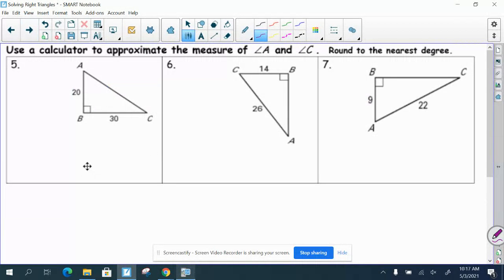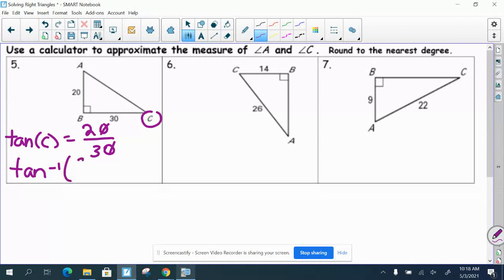Here it says to use a calculator to approximate the measure of A and C. First we're going to need to set up a trig ratio based on which side lengths we know. Let's take a look at angle C here. We know the opposite side and the adjacent side. If we don't know the hypotenuse, then we would use tangent. So we'll do the tangent of C equals opposite over adjacent. You can simplify if you want. You can cancel out the zeros, so that'd just be 2/3. To solve for C, you would do the tangent inverse of 2/3.